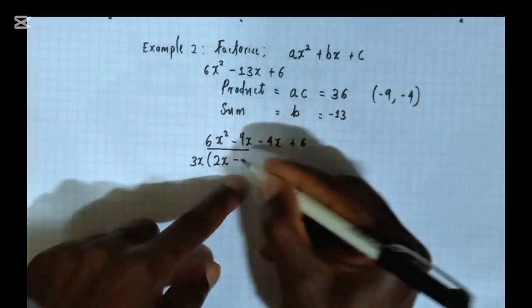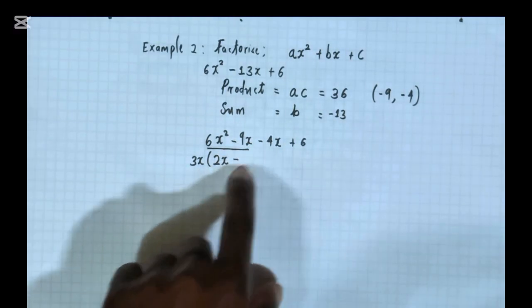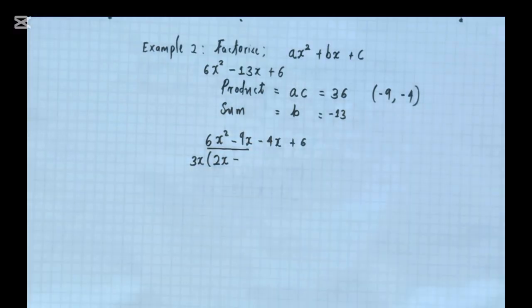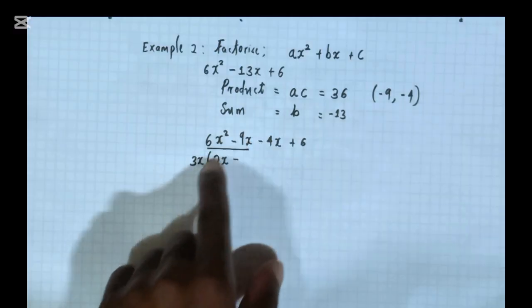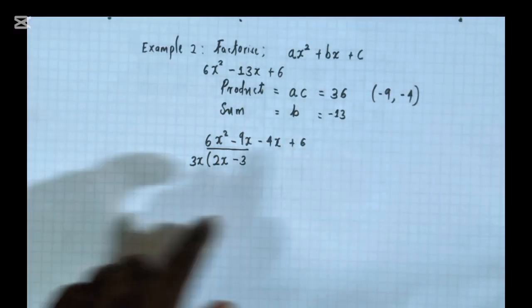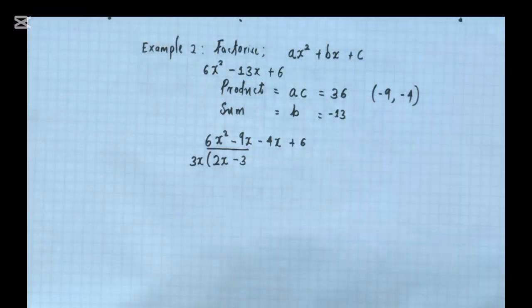Then for the second term, minus, we're going to have 9x divided by 3x. So the coefficients: we have 9 divided by 3, which is going to be 3, and then x divided by x, which is the same as 1 minus 1.